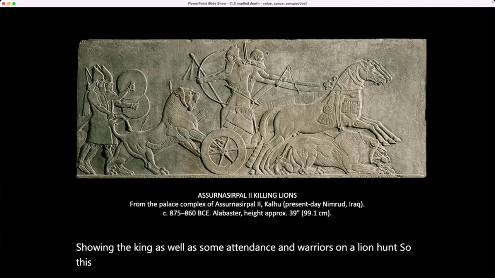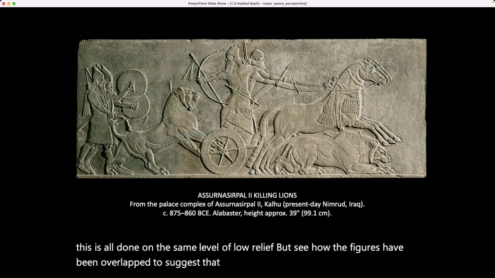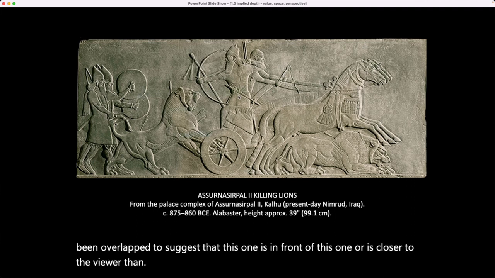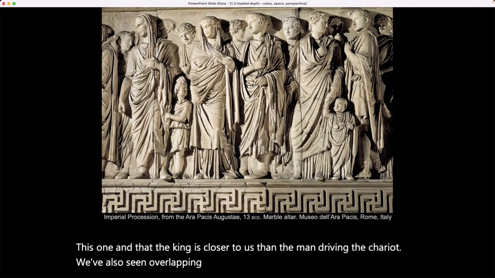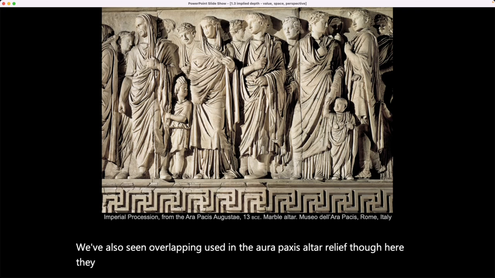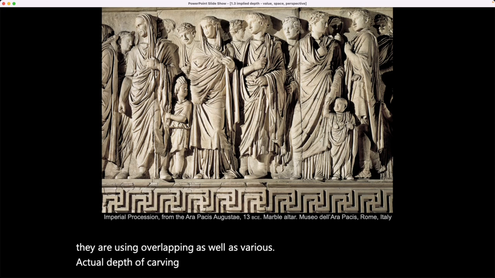So this is all done on the same level of low relief, but see how the figures have been overlapped to suggest that this one is in front of this one, or is closer to the viewer than this one, and that the king is closer to us than the man driving the chariot. We've also seen overlapping used in the Ara Pacis altar relief, though here they are using overlapping as well as various actual depth of carving, and then the contrast of light and dark to sort of enhance that sense of depth.